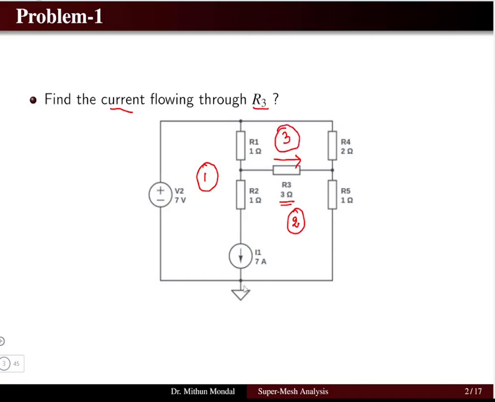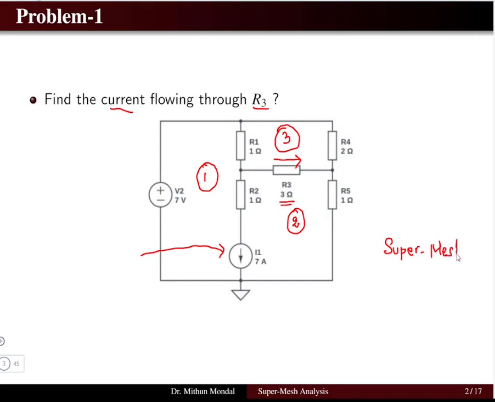However, if we closely observe the circuit, then we can see that a current source is present between mesh 1 and mesh 2, and we have learned in the lecture class that if a current source is present between any two meshes, then in that case we have to apply the supermesh concept to solve the problem.